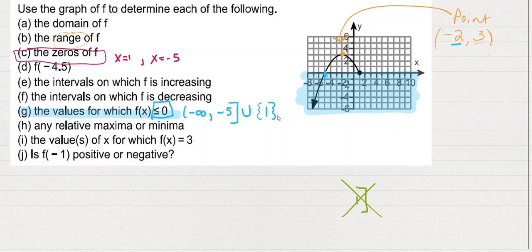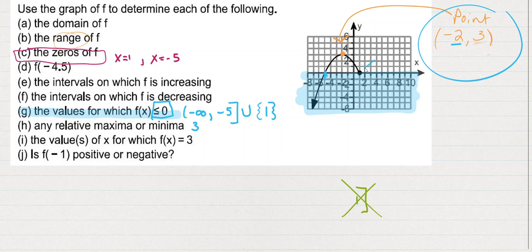A relative maxima or minima, that would mean a high point or a low point. And we can see that this point, negative 2, 3, gives us a relative maxima point, but the actual max value is 3. And we don't have a point that's the lowest.